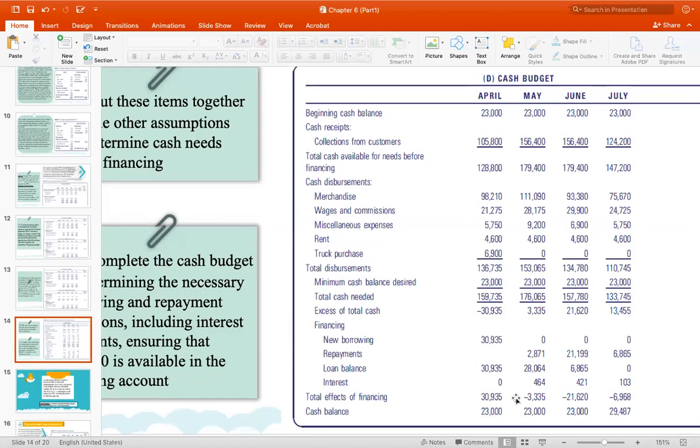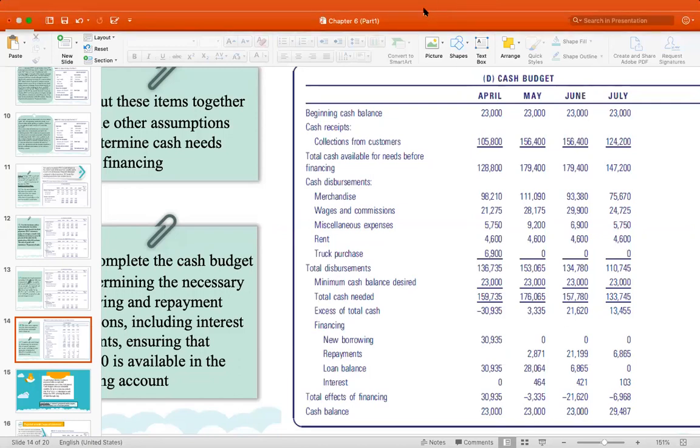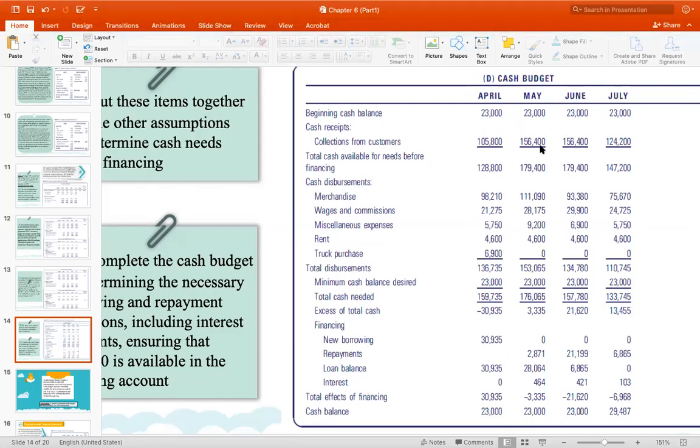So we repeat the same thing for the months of June and July. For June, for example, here, we have a total beginning cash balance of $23,000. These are the total collections from customers. The first one plus the second one will give the cash available for needs before financing. Now we repeat the same thing here: the total disbursements and the minimum cash balance that we have to have by the end of the month. This will give us the total cash needed.